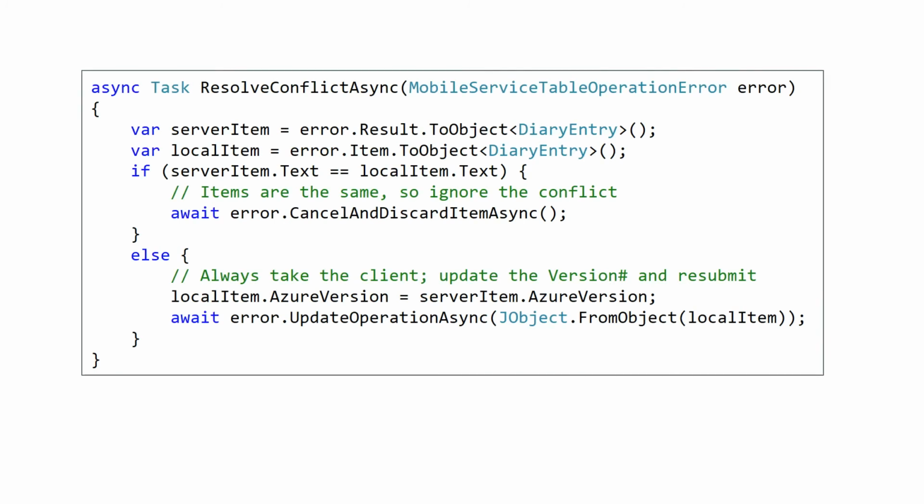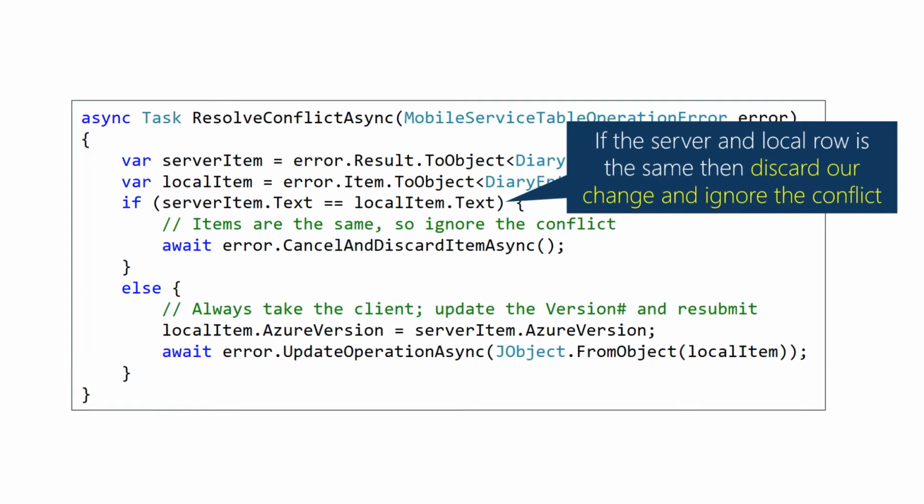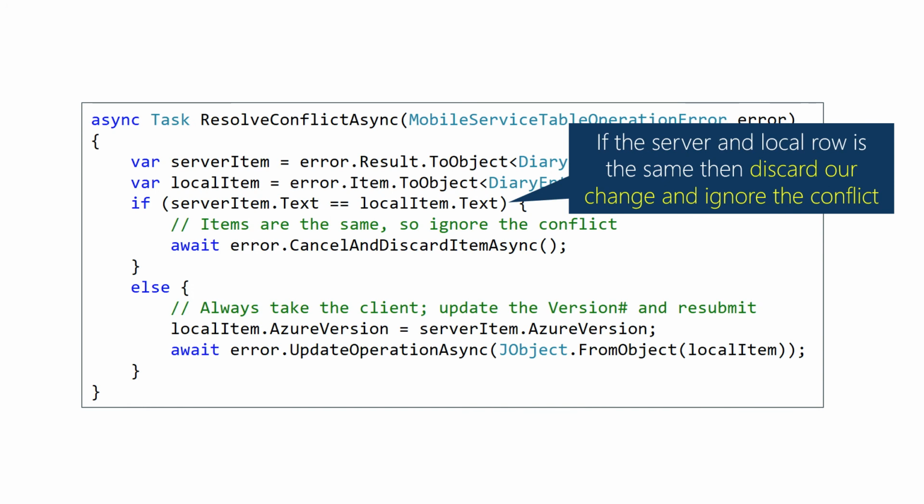Here's an example resolution method. In this example, we assume that we always want the latest client version to be used. Let's see how this works. First, we take the server and local item and we compare the custom fields. We're ignoring the version and the update data information. If they are the same, and I mean the same logically, not the same reference, then we can ignore this conflict. The other client made the same change, so we can call cancel and discard item async.